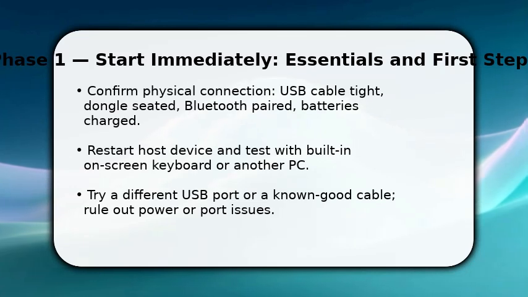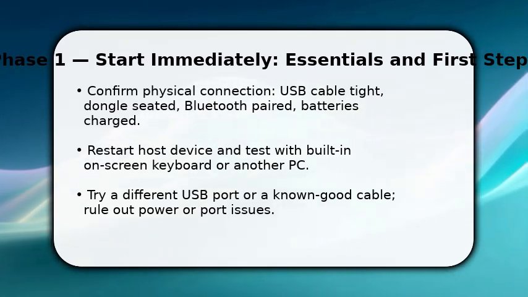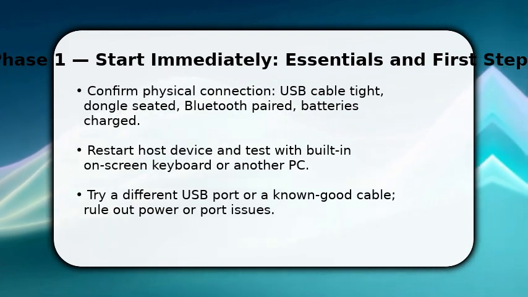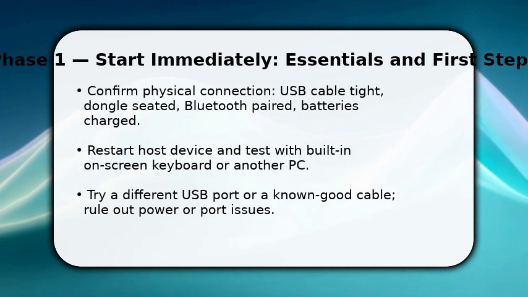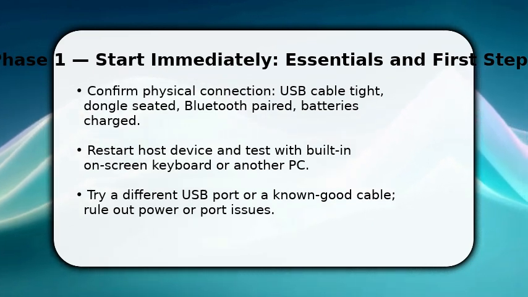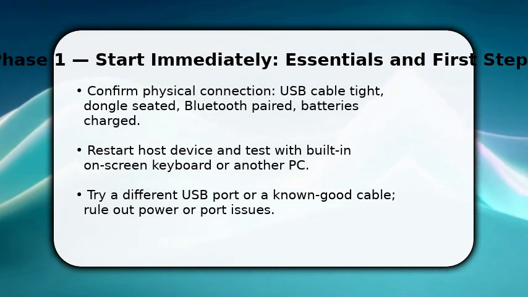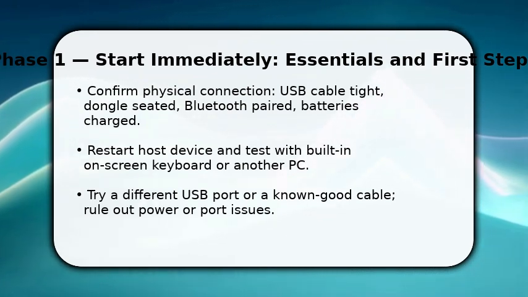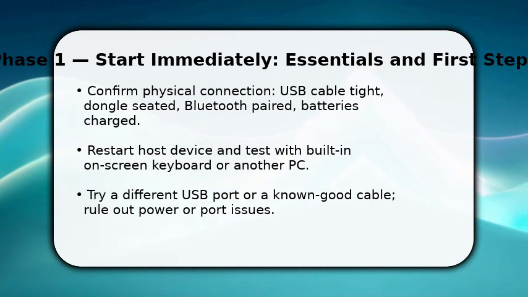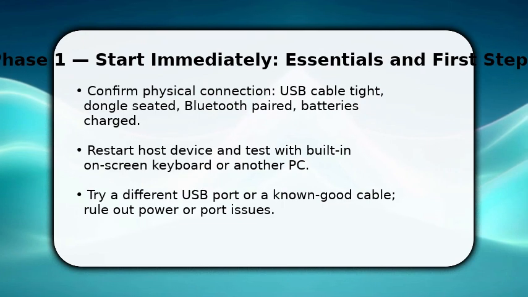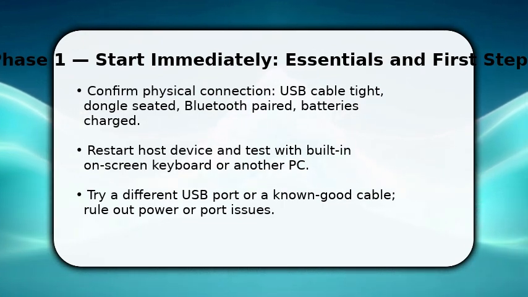You start by ruling out the obvious hardware causes. Check the cable, dongle, or batteries, because a loose connector or dead cells is the most common culprit. Once done, restart your computer and open the on-screen keyboard to verify input versus hardware failure. If it still fails, move the keyboard to a different USB port or use a different cable. This isolates port power, or PHY, faults quickly and keeps you from chasing software fixes prematurely.